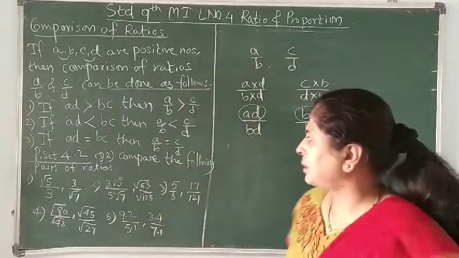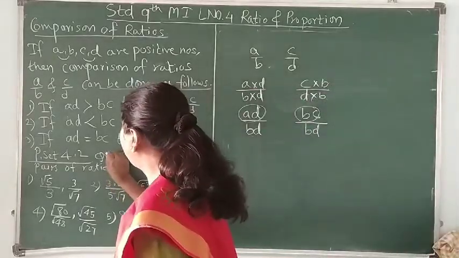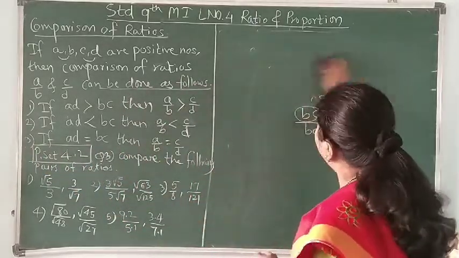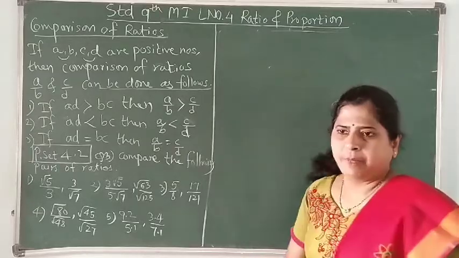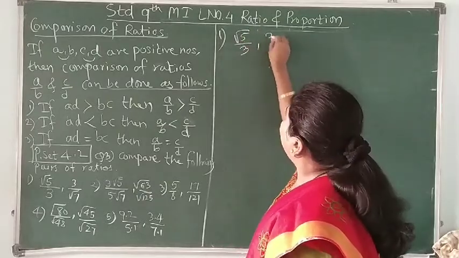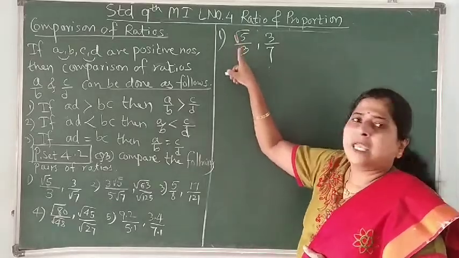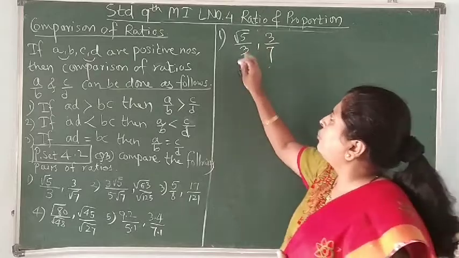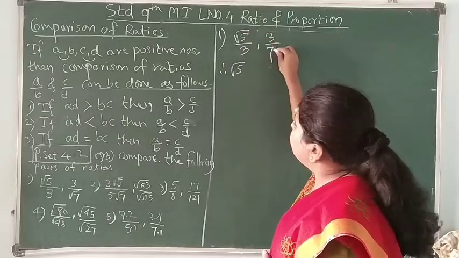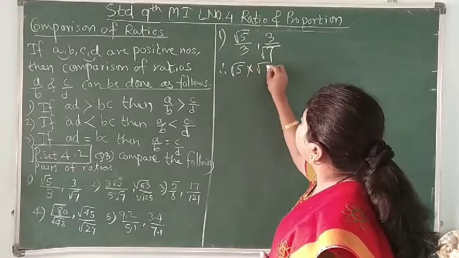Let's solve question number 3 from exercise 4.2. For practice in 4.2, compare the following pairs of ratios, which we have to compare. The first pair given to us is square root of 5 upon 3 and the other ratio is 3 upon 7. Considering the first ratio as A and B and this as C and D, we have to take the cross product. So square root of 5 should be multiplied by square root of 7. Take this product of square root of 5 and square root of 7.